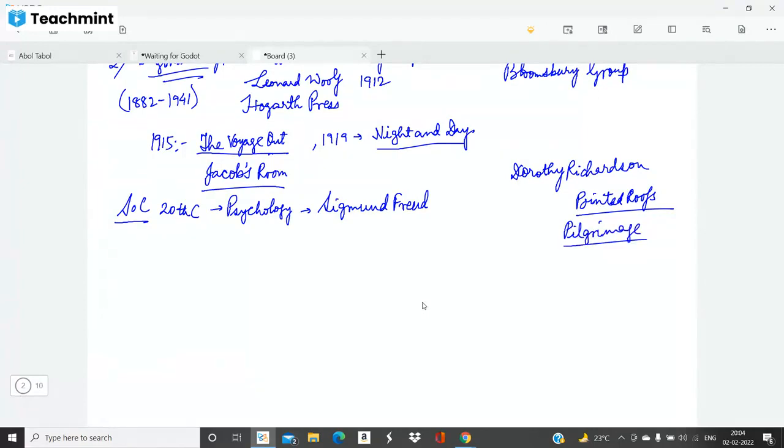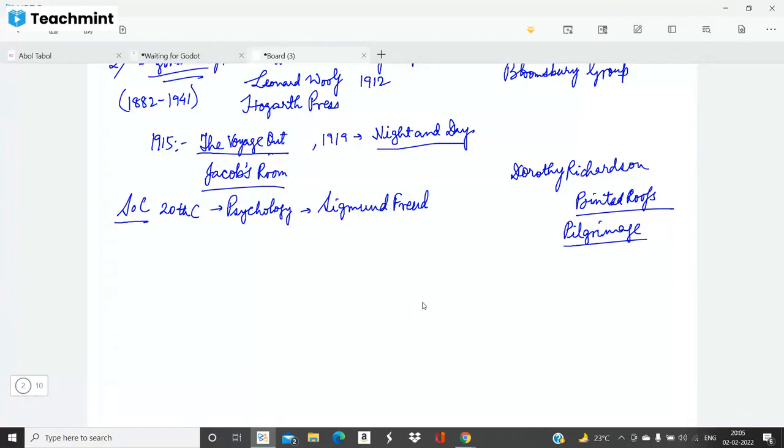Okay, but the novels which actually took the stream of consciousness to its pinnacle were novels like Virginia Woolf's Mrs. Dalloway, To the Lighthouse and The Waves, and definitely James Joyce's A Portrait of the Artist as a Young Man, Finnegans Wake, and Ulysses. Definitely.